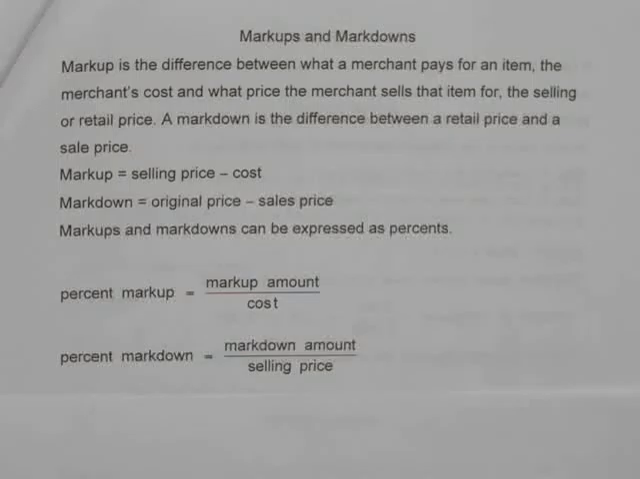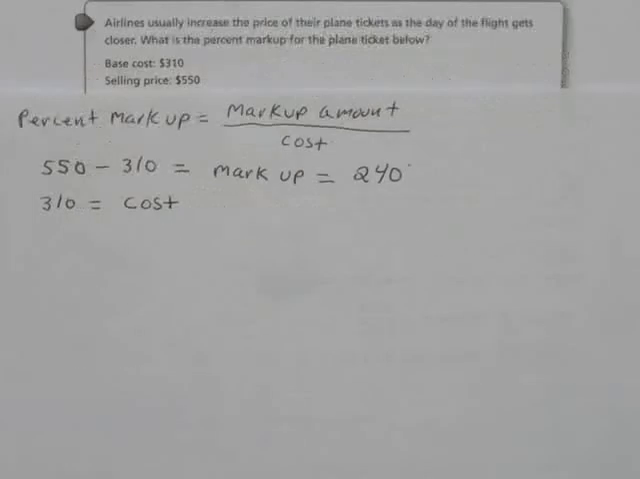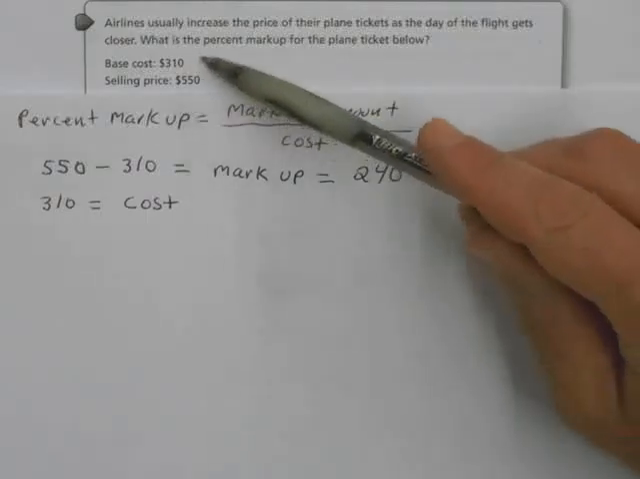For example, we are looking at a percent of markup. We have an airline that usually increases the price of their plane tickets as the day of the flight gets closer. What is the percent of markup for the plane ticket below? We're told that the base cost, the cost of the plane ticket, is $310. That's here. And their selling price is $550.